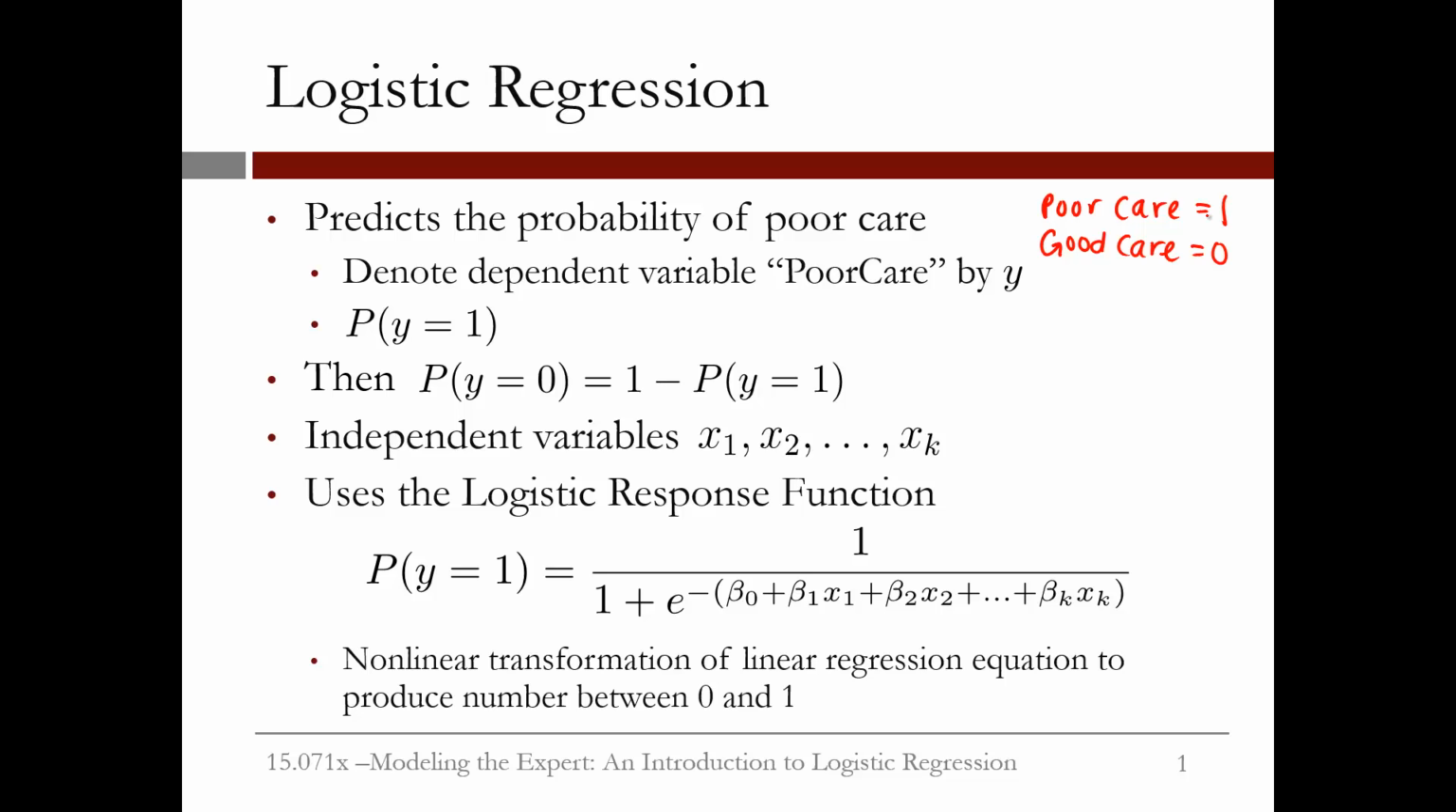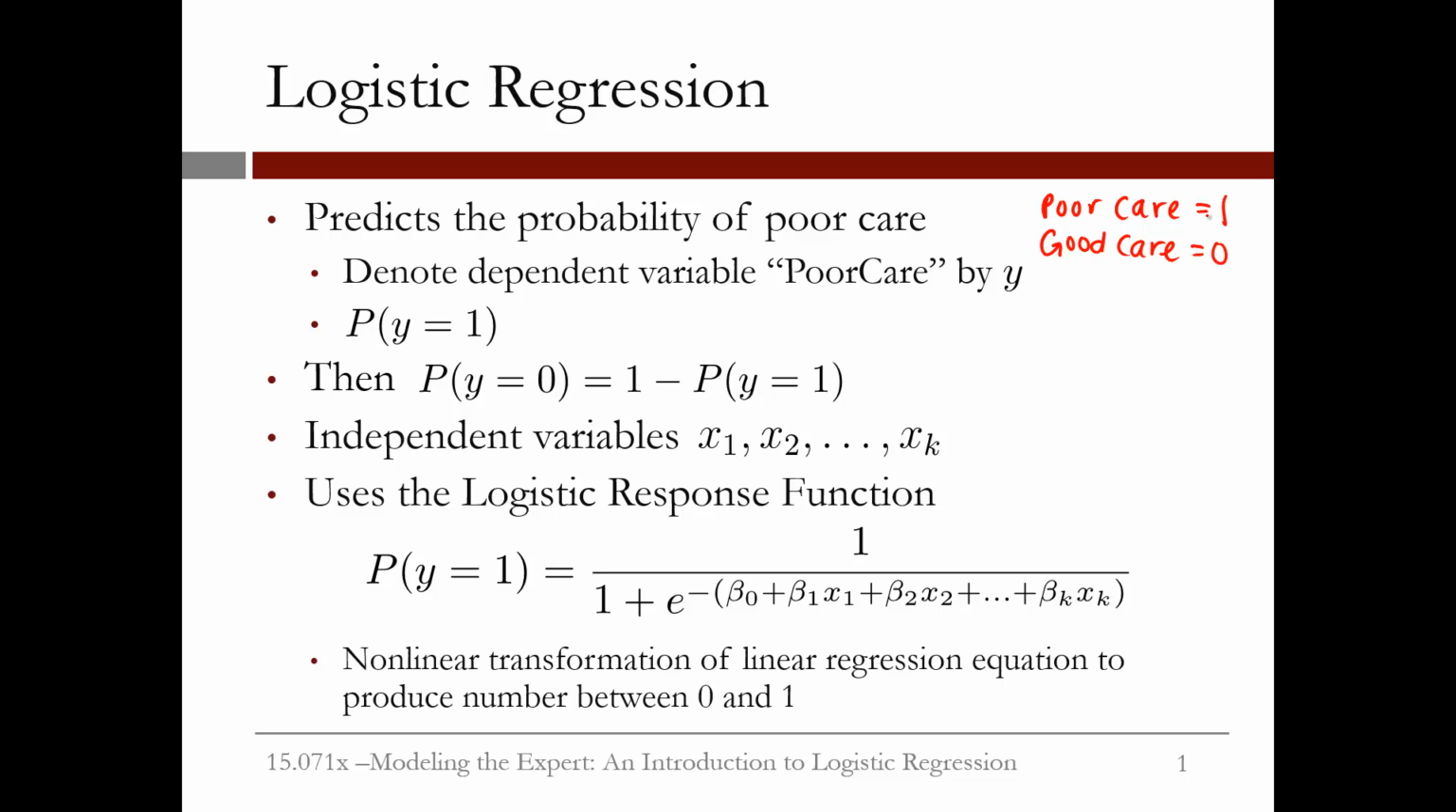So, since the outcome is either 0 or 1, this means that the probability that the outcome variable is 0 is just 1 minus the probability that the outcome variable is 1. So by predicting the probability that y equals 1, we also get the probability that y equals 0.